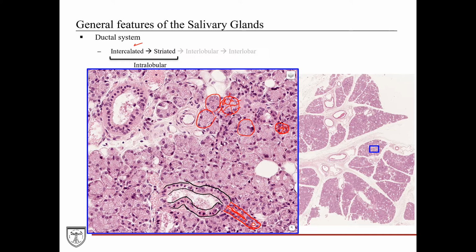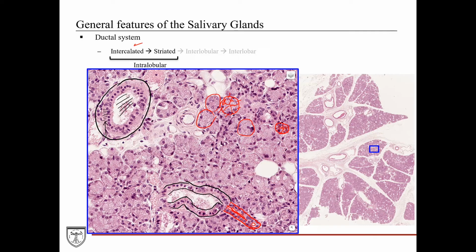So this is the other type of the intralobular duct, which is a striated duct. Here's another striated duct with the lumen, and the composition of this duct is again a simple columnar epithelium with the cells that have a little more eosinophilia in their cytoplasm. And the reason why this duct is named striated duct is because when we look at the subnuclear compartment of these cells, so these basal compartments of the columnar cells, we see these striations.